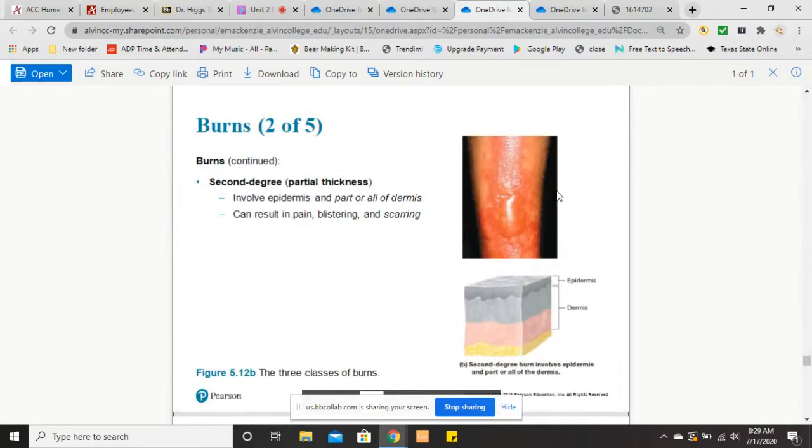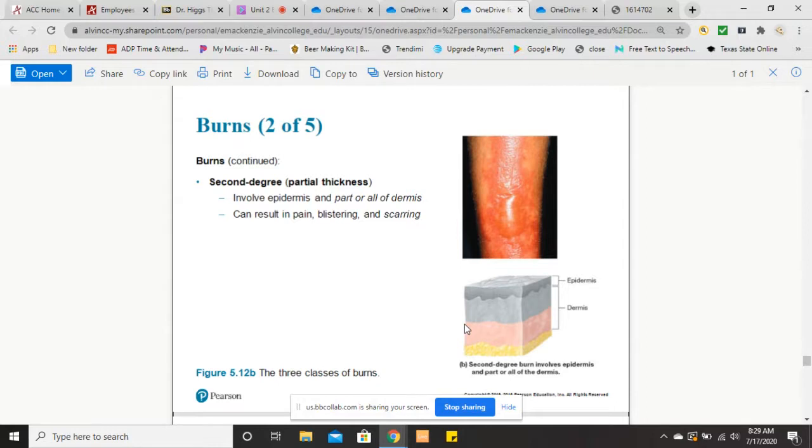Then there's a second degree burn. This is more of what people think of as a traditional burn. Think of touching a hot stove or getting caught in a fire. Odds are you're going to get a blister. Whenever you see a blister, you're seeing a result of a second degree burn. But again, what do we got to know? Know the burn, know how much of the skin is affected, and is it initially painful? Well, you can see from the picture, a second degree burn affects all of the epidermis and only some of the dermis.